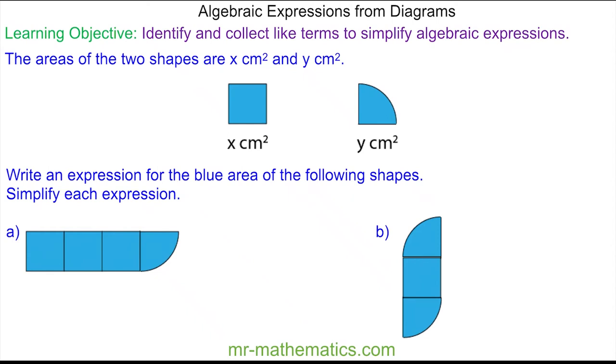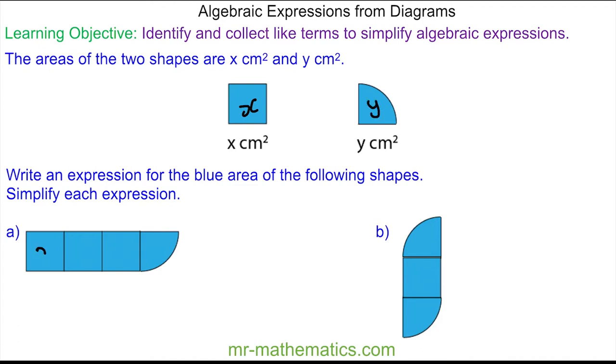Welcome to our lesson on algebraic expressions and diagrams. So this is our first lesson on algebraic notation. It's a nice way of introducing that different letters represent different values. So we're going to begin by working out the area of shape A. And we know that a square has an area of x and a quarter circle has an area of y.